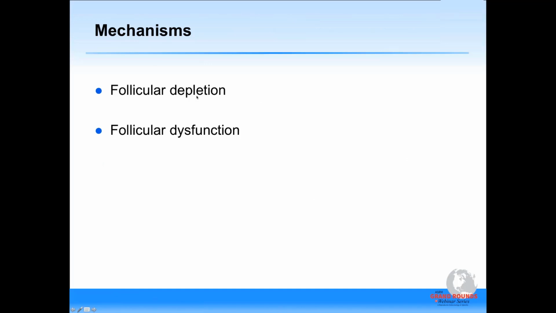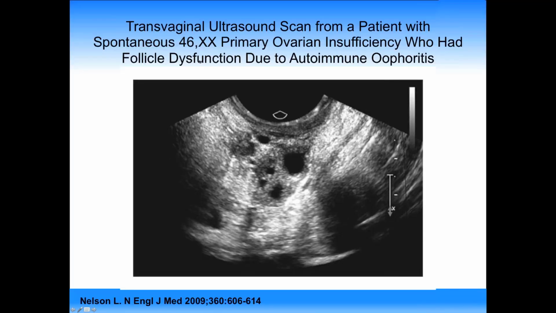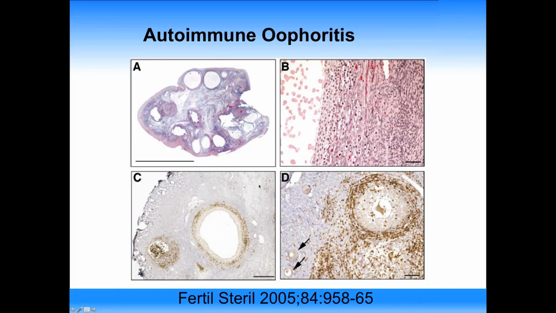So the mechanisms are follicle depletion and follicle dysfunction. And the transvaginal ultrasound scan from a patient with this POI due to autoimmune oophoritis shows multiple follicles. These patients have multiple follicles, and they can get enlarged ovaries. They can torse. And here's a histology showing lymphocytic oophoritis in one of the patients that we identified in our ovarian biopsy protocol. So here you see this could actually be mistaken for a polycystic ovary on ultrasound. But yet this woman has this lymphocytic infiltration in the theca, so she definitely has autoimmune oophoritis.